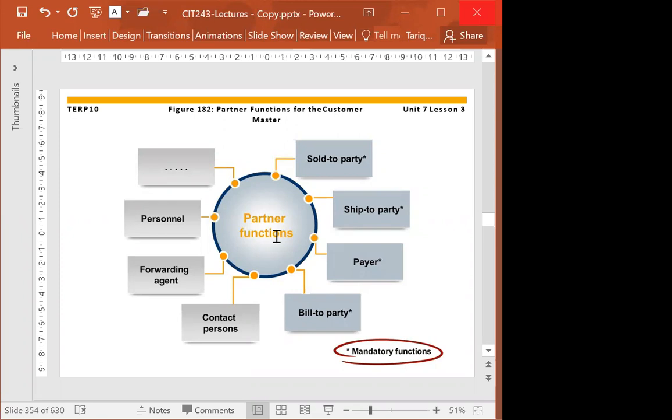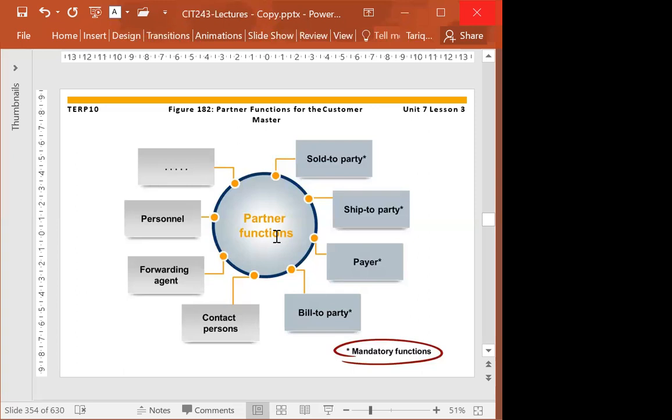When we are creating the customer master data, these are the four mandatory pieces of information that we must enter. Contact person, if we don't create it, it's okay. Forwarding agent, personnel, these are all optional, but four are mandatory. By the way, this is an exam question. They may ask you about partner functions, and ask you for the mandatory ones.